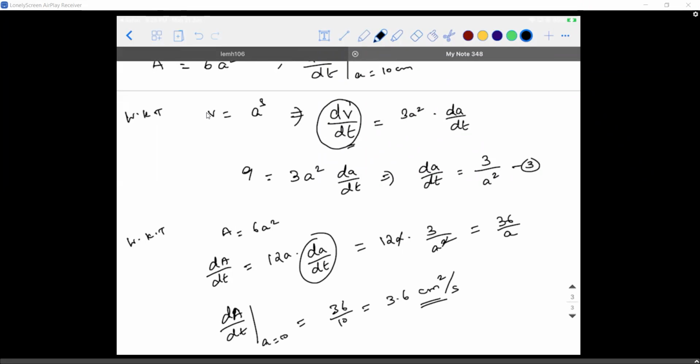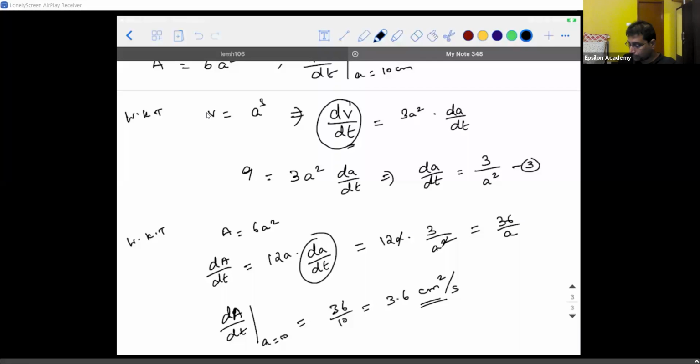Sir, while differentiating the surface, why did you multiply dA and dt, sir? Same thing, no, I differentiated with respect to time. Chain rule, no? Okay, sir.